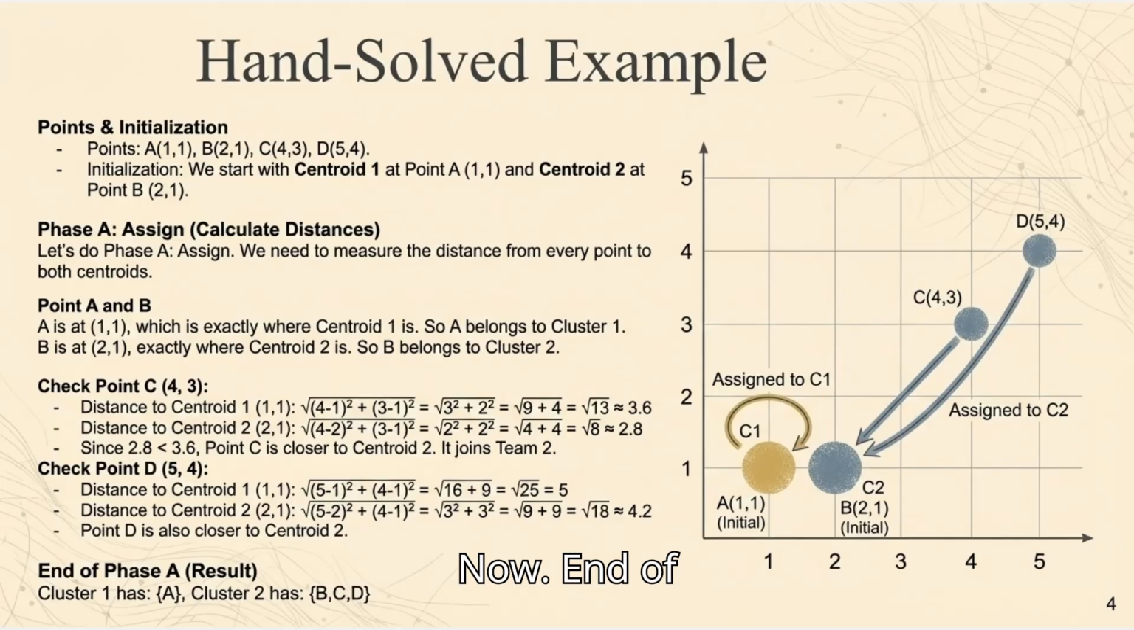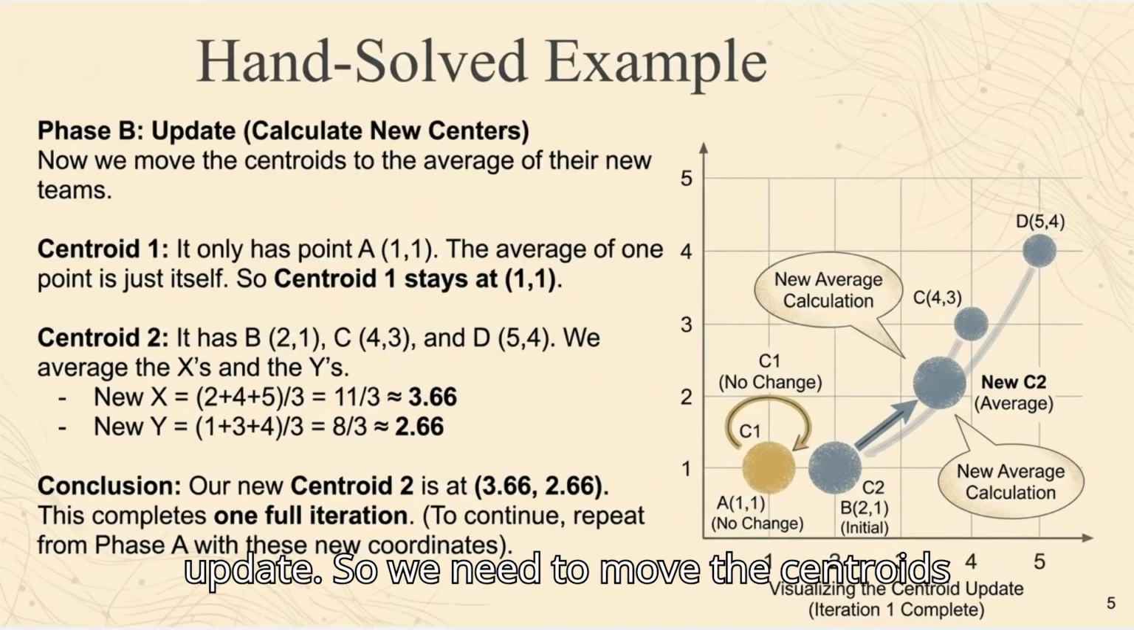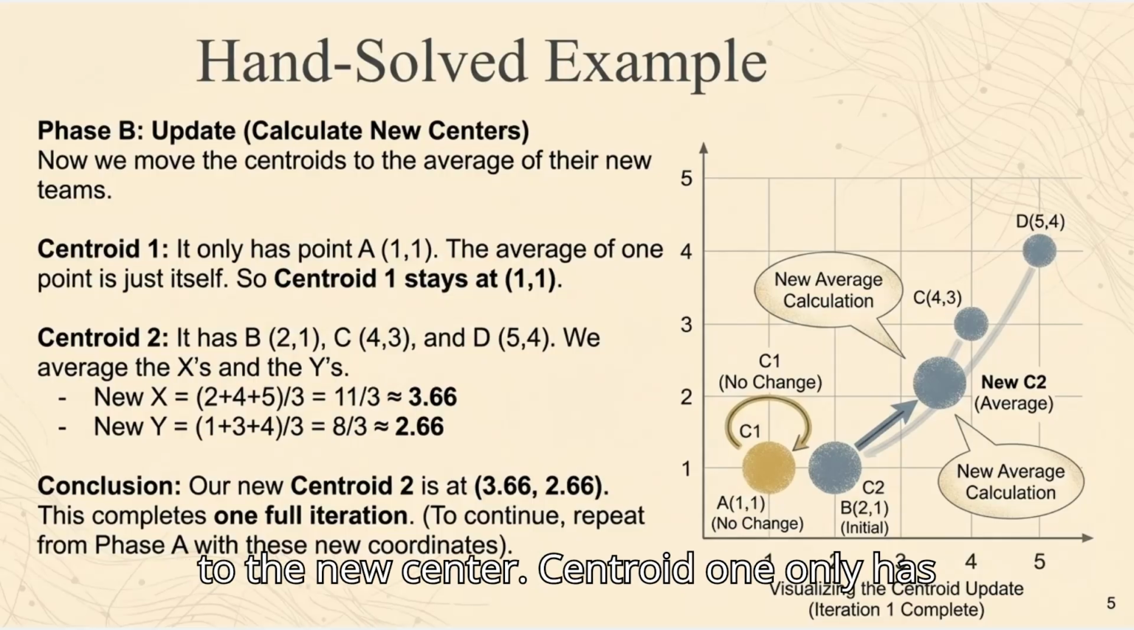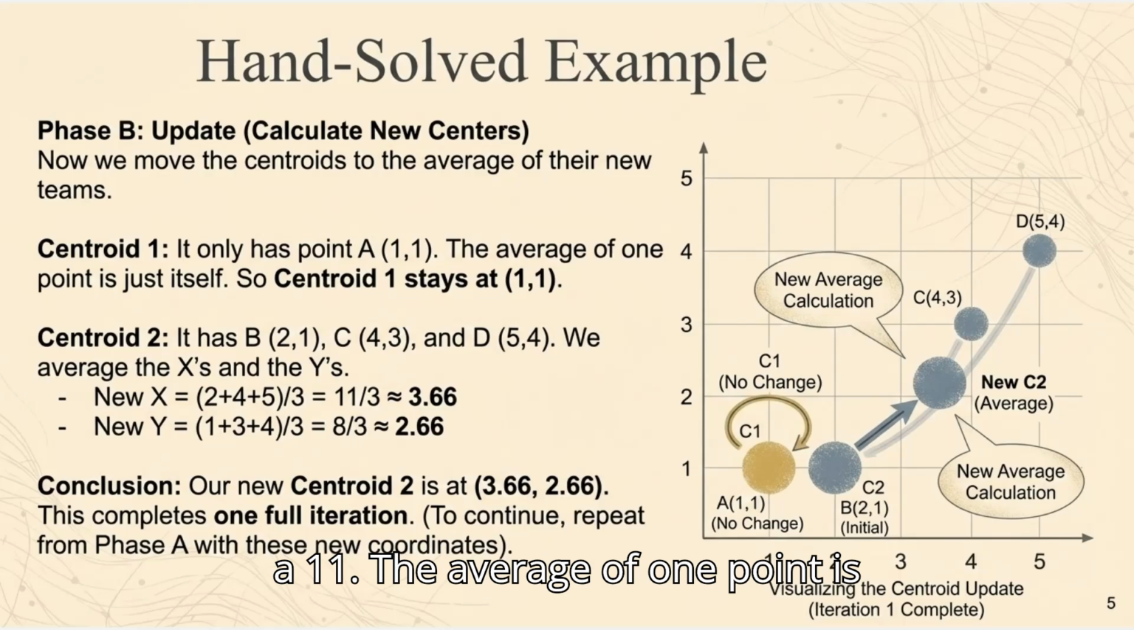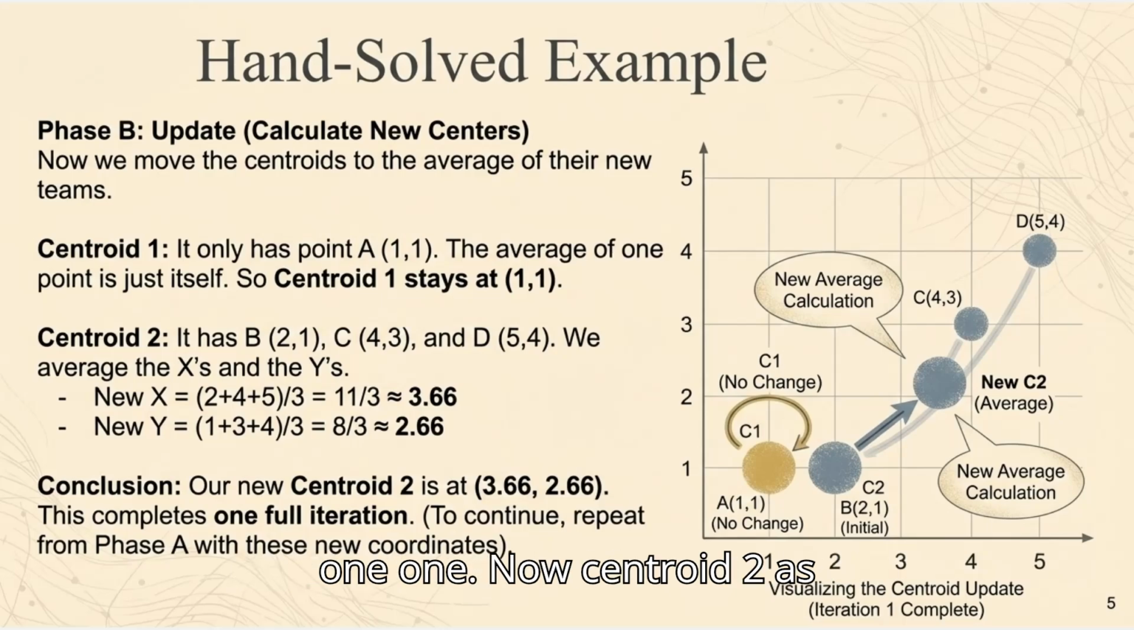Now, that's the end of phase 1. Let's go to phase B, update. So we need to move the centroids to the new center. Centroid 1 only has point A, (1, 1). The average of one point is just itself, so centroid 1 stays at (1, 1).